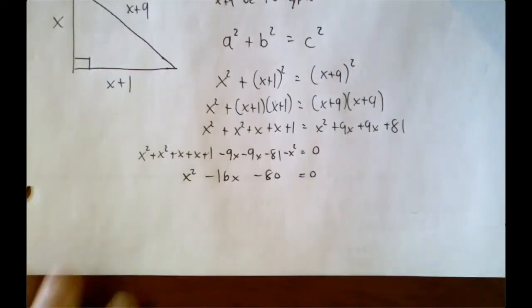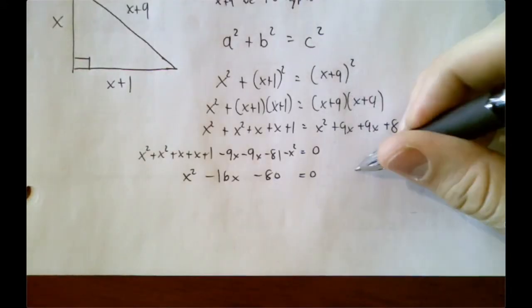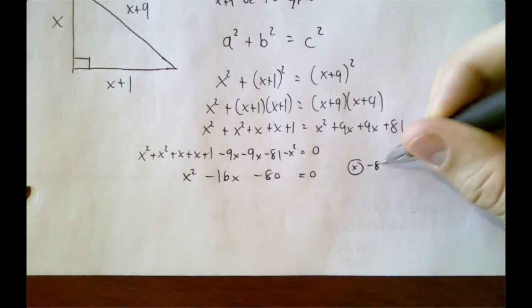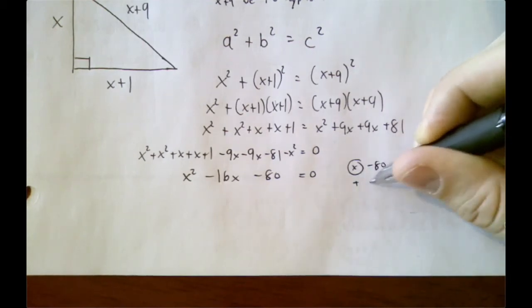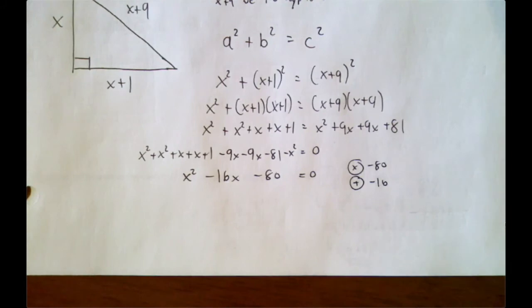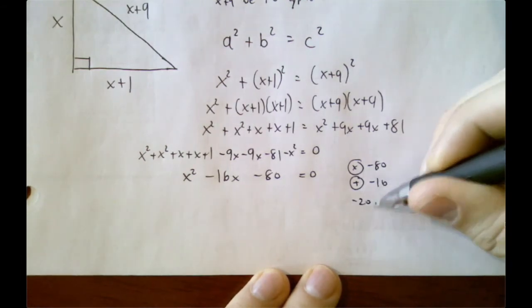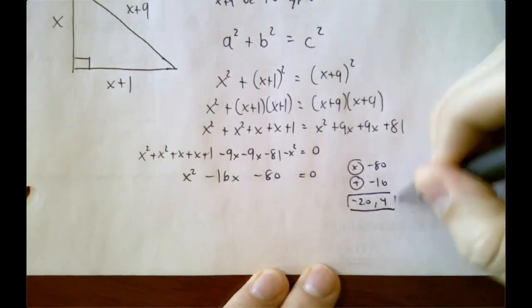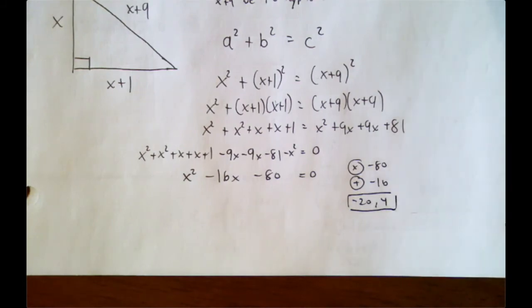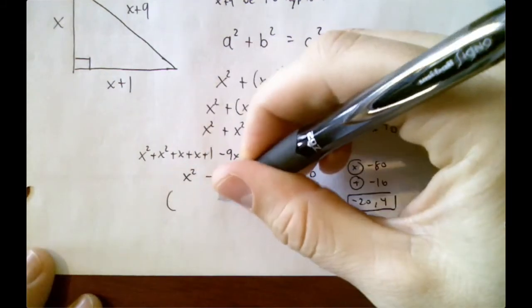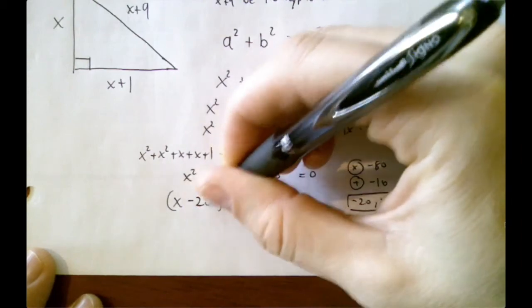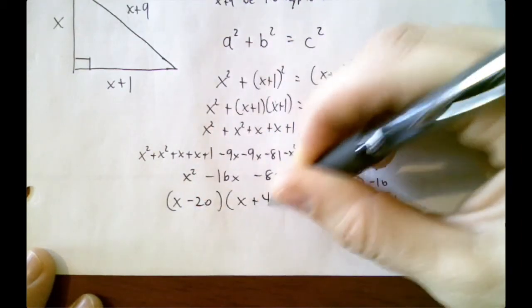Well, what can we do with that quadratic? We can solve it. Let's try to factor. Let's look for numbers that multiply to negative 80 and add to negative 16. 8 and 10, that doesn't work. Let's try 20 and 4, might be onto something here. Negative 20 and 4. Those numbers multiply to negative 80 and add to negative 16. So we got x minus 20 and x plus 4.